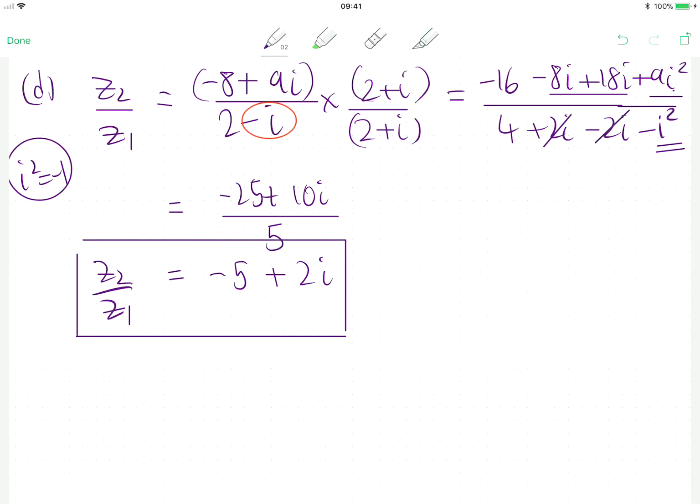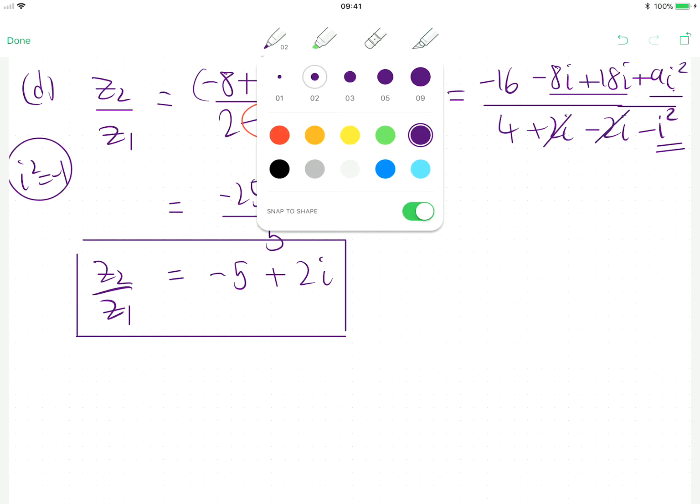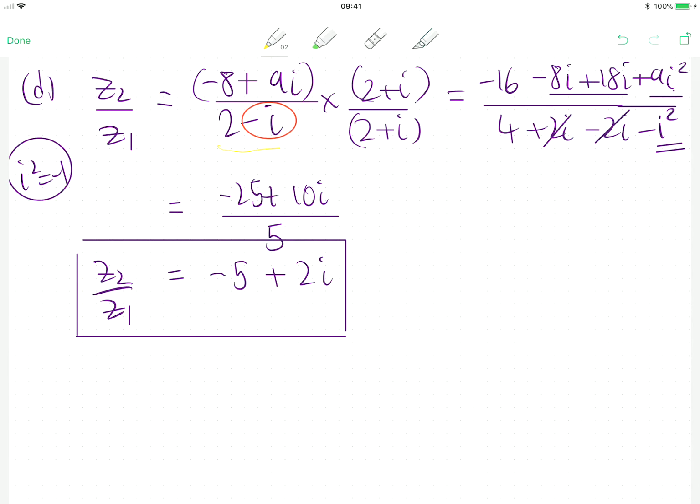And there you go. That is how you divide two complex numbers. And the process is always the same. You look at what's on the bottom and times the top and bottom by that conjugate. Okay, so there you go. That completes our question.